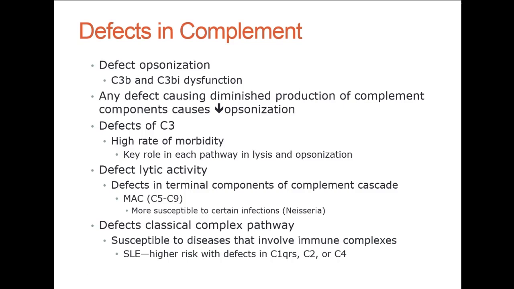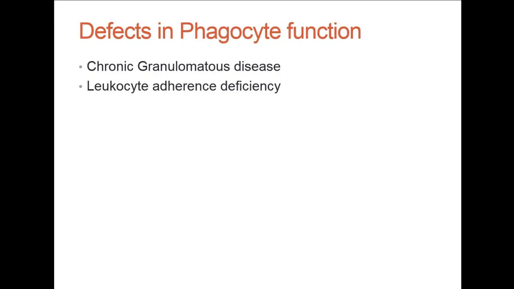Some of the more common ones: if you have a C3b defect, you're going to have inefficient opsonization. Okay, those phagocytes are going to have a hard time finding those cells. If you have a C3 deficiency, that is really bad. Very high rate of morbidity. That is a key role in the pathway, right? You could have a defective lytic pathway, so if you have missing C5 through C9, you'd be more susceptible to Neisseria, which would be like meningitis. In the classical pathway, you're very susceptible to issues as well. And in lupus, we see high risk.